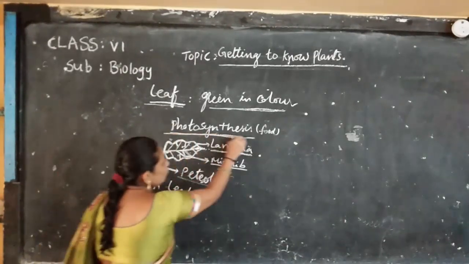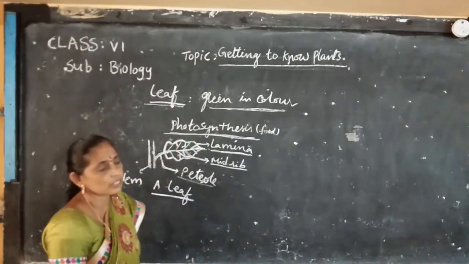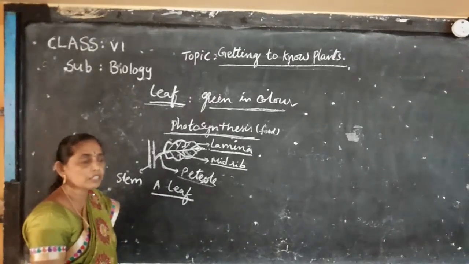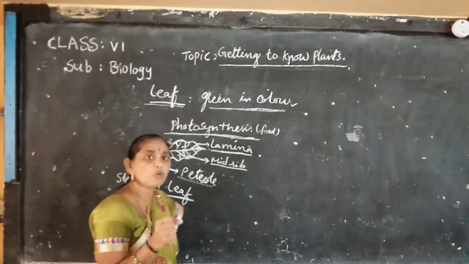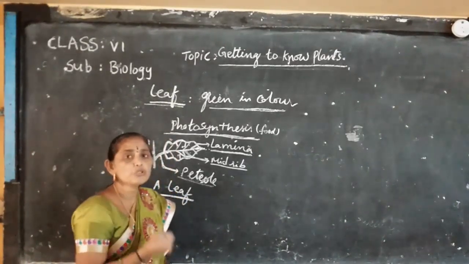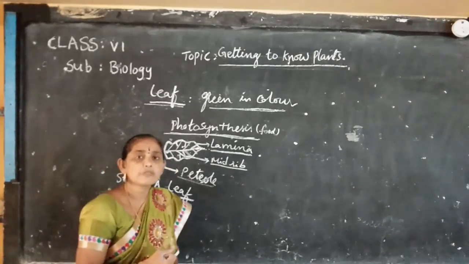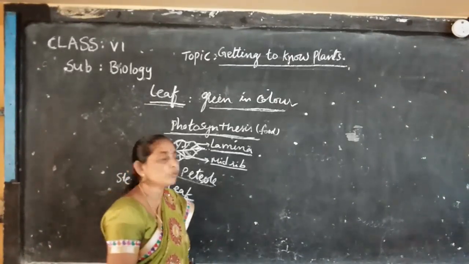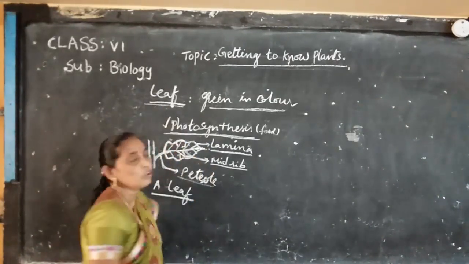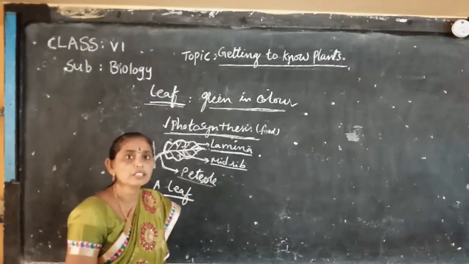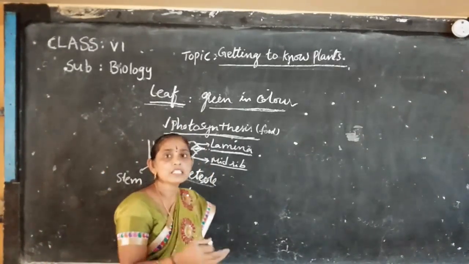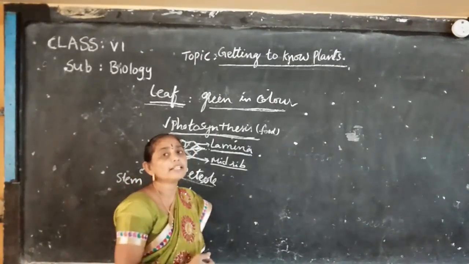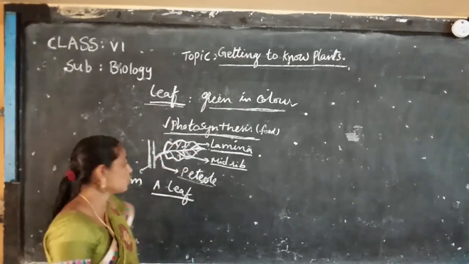Then the leaf prepares food by the process of photosynthesis. What is meant by photosynthesis? Photosynthesis means the leaves absorb water from the roots and carbon dioxide from the atmosphere, and in the presence of sunlight, they prepare food. Why is this process called photosynthesis? Light energy is converted into chemical energy. This is called photosynthesis.